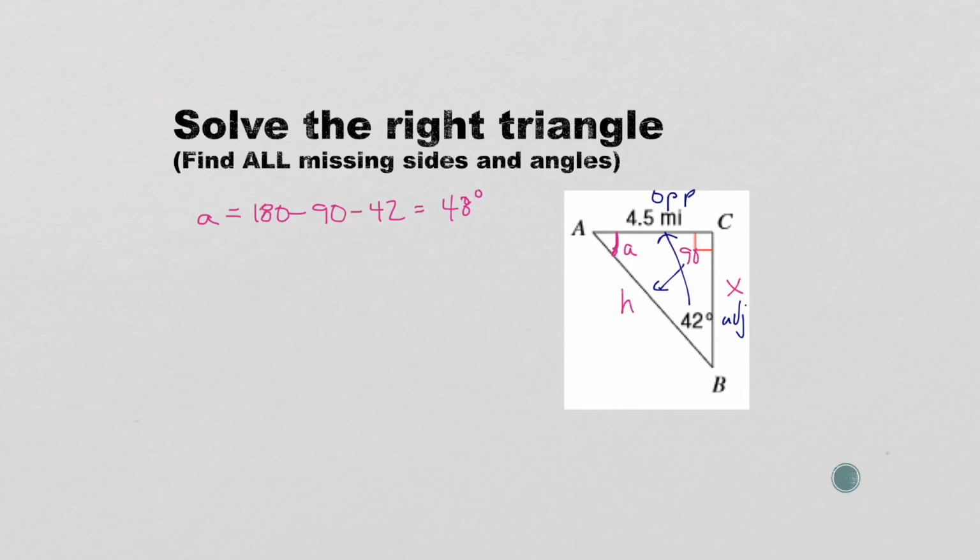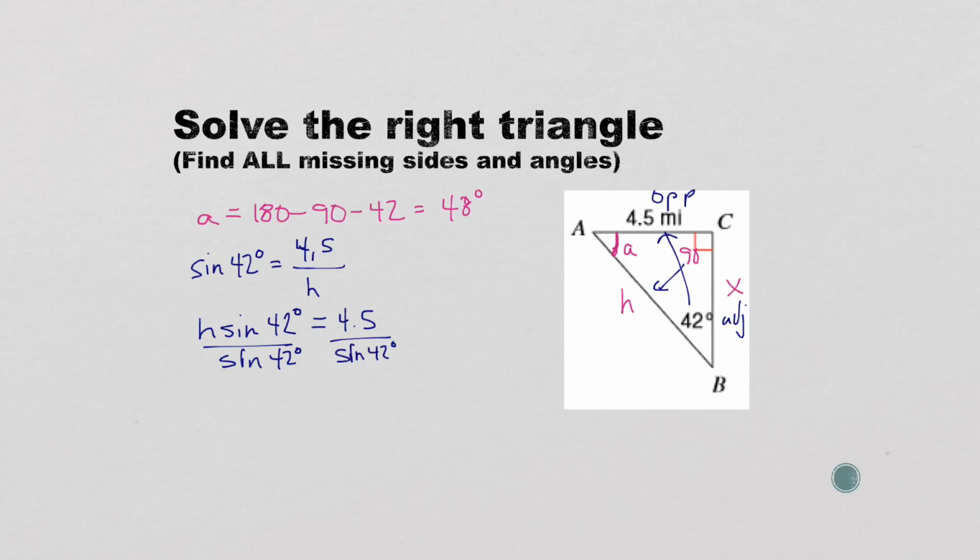And I'm going to start using my trig functions to solve these. Well, I have the opposite, and I'm looking for the hypotenuse. So the sine of 42 degrees equals my opposite side of 4.5 over h, my hypotenuse. And I solve this just like I did the last ones. Multiply both sides by h. And then divide by the sine. And I'm going to find that h equals 6.725.